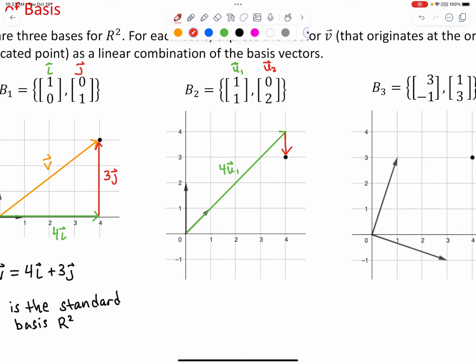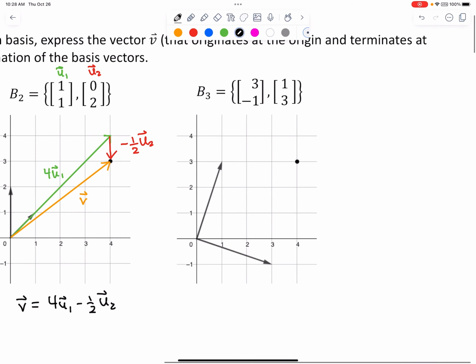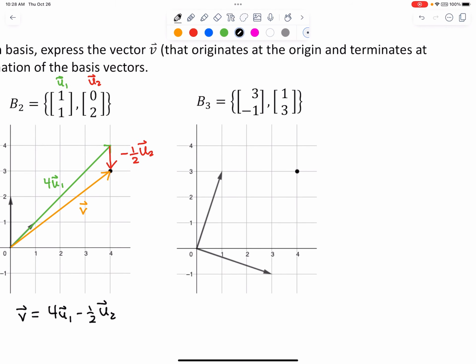So this red vector would be negative 1/2 of vector u2. And this orange vector v can be constructed by doing 4 u1s minus 1/2 u2. Now let's look at basis 3. Basis 3, the two vectors, let's call them v1 and v2. They are linearly independent. They're not multiples of each other, and therefore they will span all of R2. So any point in R2 could also be represented as a linear combination of these two vectors.